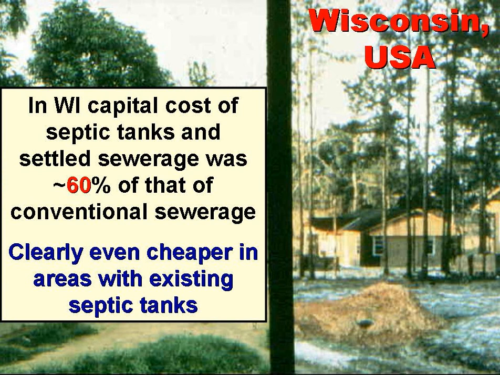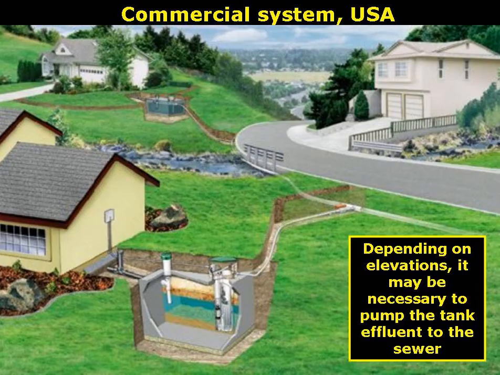On the right is a new housing estate in Wisconsin in the United States, where settled sewers were put in simply because the capital cost of the septic tanks and the settled sewers was about 60% of that of conventional sewerage, so much cheaper. And clearly it would be even cheaper still in areas which had existing septic tanks. This slide shows a commercial system in the United States, and depending upon the elevations, it may be necessary to pump the septic tank effluent into the sewer.